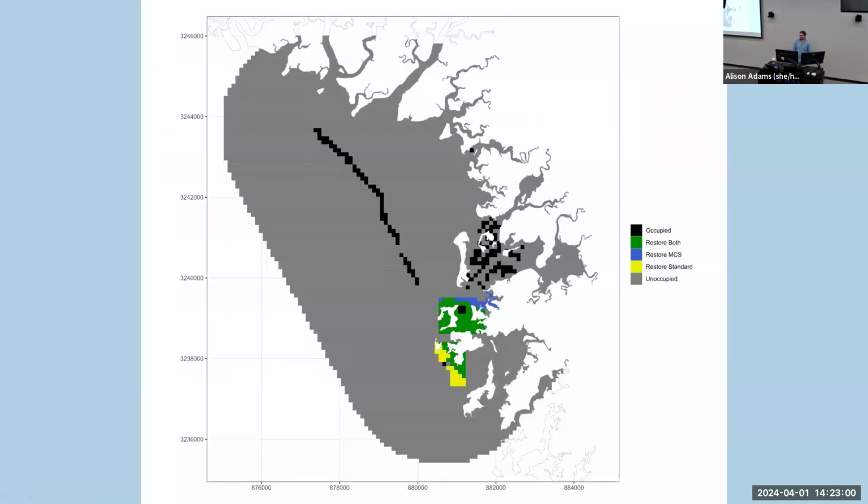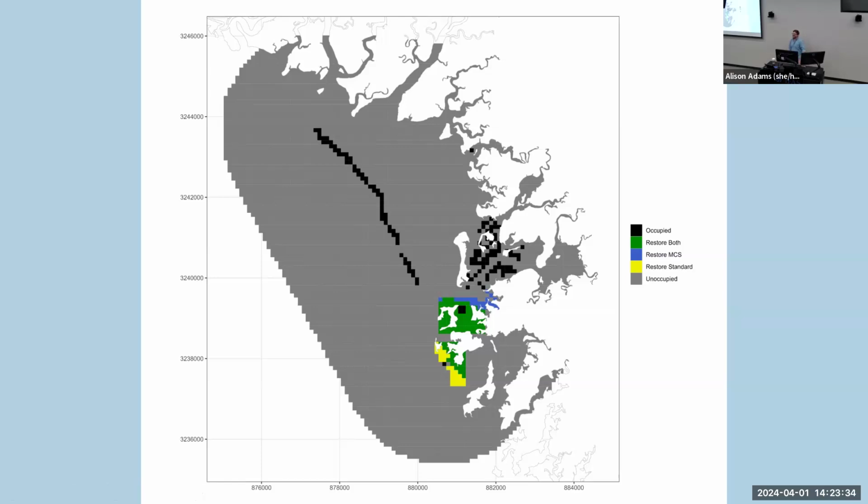Here's what the final product looks like. So we have the black cells, which are occupied. Green indicates that both frameworks recommended those sites when using them to optimize. Blue indicates that we restore using the Monte Carlo simulation, and yellow indicates the standard. And so we see that there is a lot of overlap, primarily in this area right here. However, the Monte Carlo simulation shows sites more northern within the system, and the standard methodology shows these sites more southern. And so all of that to say that, yes, incorporating uncertainty may change your overall decision process.